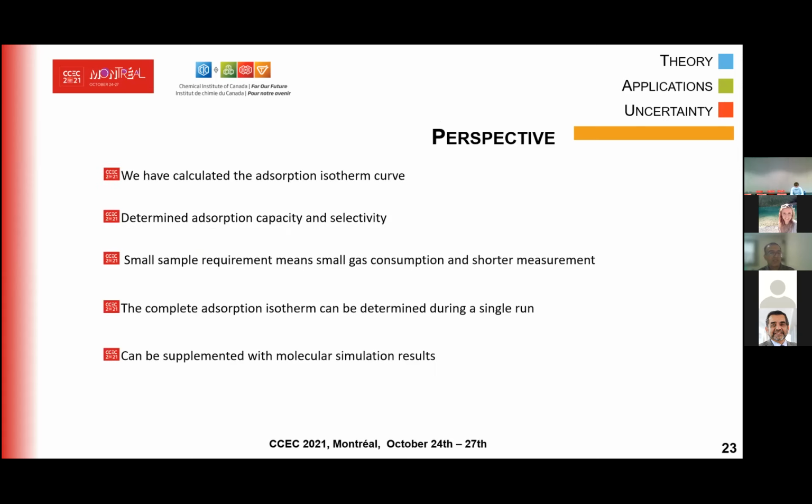So in perspective, I calculated the adsorption isotherm curve and determined adsorption capacity and selectivity, and I did all these experiments in a matter of 1 or 2 days, which is very quick compared to what would have been done if we wanted to do it rigorously with those conventional systems. Another thing I want to emphasize is that because of the small sample requirement, we can have small gas consumption during the experiment and shorter measurement time, which, as I mentioned, is important if your sample size is also small.